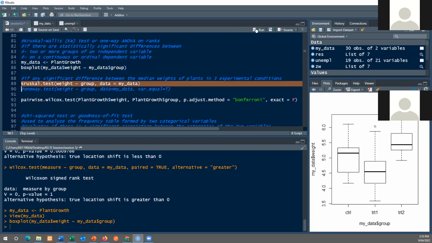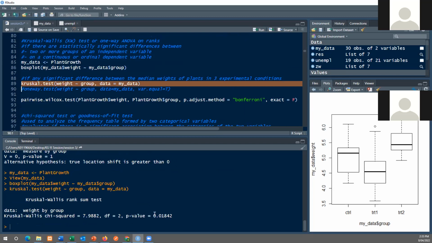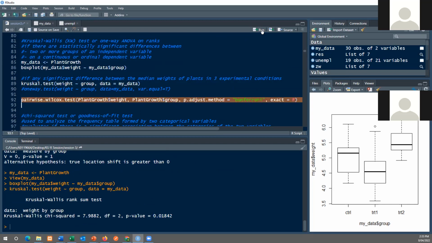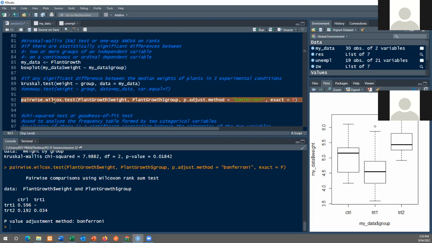Overall, the KW test is telling whether there is a significant difference or not. So the p-value is this. A higher p-value always means we keep the null hypothesis, and a lower p-value rejects the null. Now we want to see the differences among the groups. Just run the pairwise Wilcoxon test.